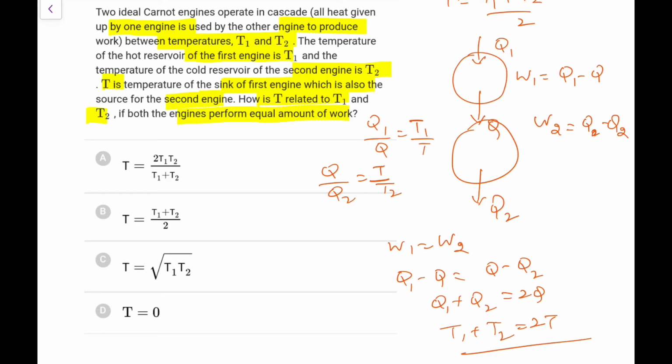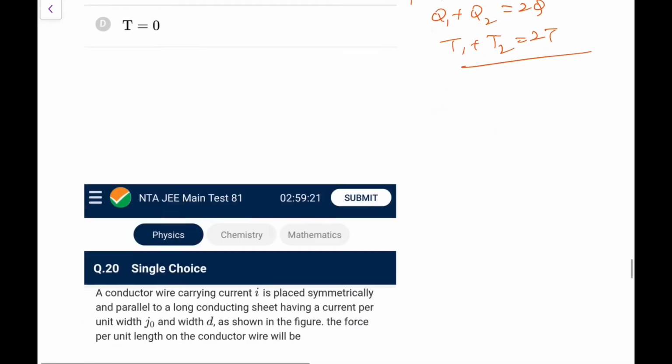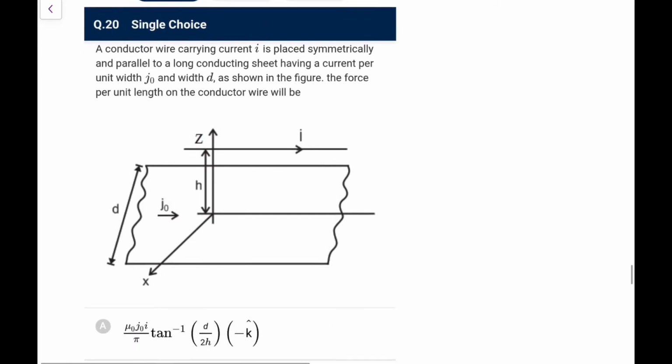And if both have the same efficiency, then a different result would come. You can verify yourself if both have the same efficiency. So remember these two formulas.